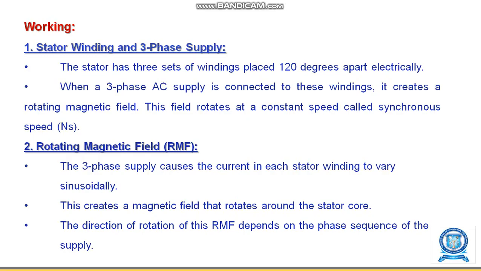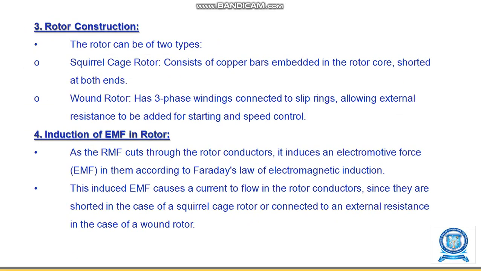Next one is the working principle. Stator winding and three-phase power supply. The stator has 3 sets of windings placed 120 degrees apart electrically. When a three-phase AC supply is connected to this winding, it creates a rotating magnetic field. This field rotates at a constant speed called synchronous speed. Next one is the rotating magnetic field. The three-phase supply causes the current in each stator winding to vary sinusoidally. This creates the magnetic field that rotates around the stator core.